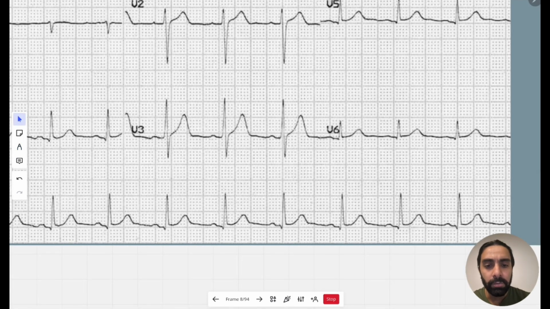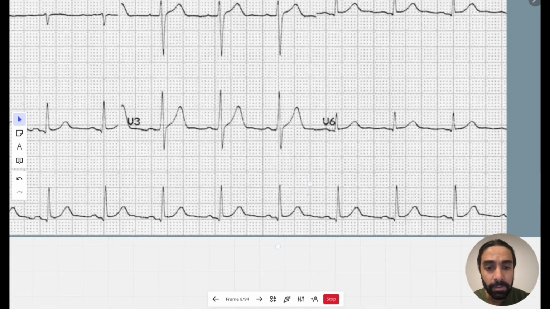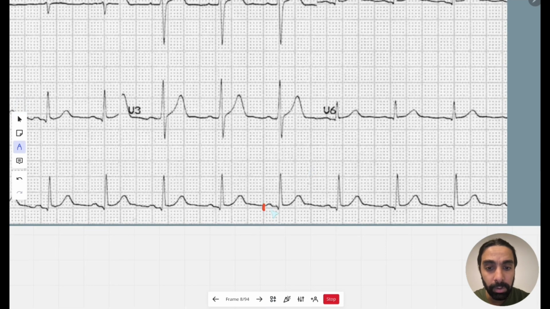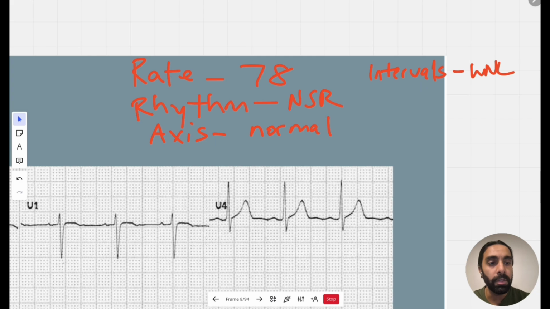The PR interval has to be less than 200 milliseconds or one big box. So if you look between one P wave and the beginning of the QRS, this is all within one big box, so there's a normal PR interval. The QRS is less than 3 small boxes, and the QT is less than 2.5 big boxes. And 2.5 big boxes is 500 milliseconds. So intervals are within normal limits.